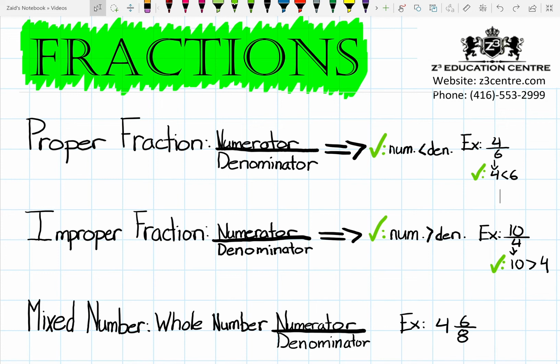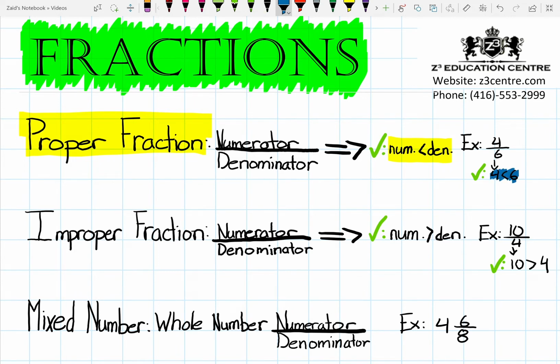There are three types of fractions. Our first type is proper fraction. The format of a proper fraction is where we have the numerator over our denominator, and our numerator must be less than our denominator. As you can see in our example over here, we have 4 over 6, and we know that is a proper fraction because 4 is less than 6.